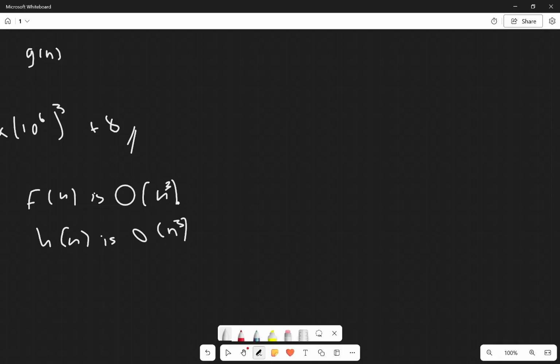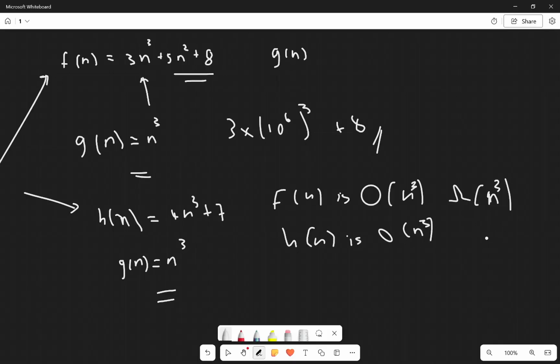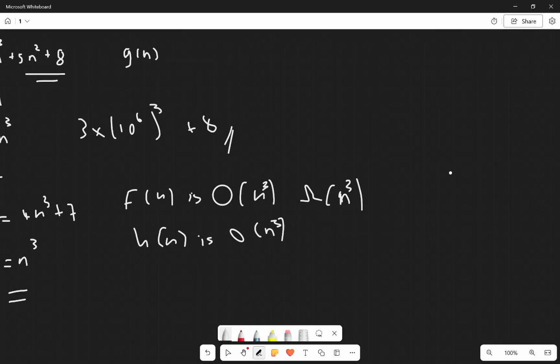You find big omega the same way. You have fn, you get the most dominant term, and then you get rid of the coefficient, so you get big omega as n cube as well. Because big O and big omega share the same gn, we can say theta is n cube. So that's about it. Same thing for this as well.